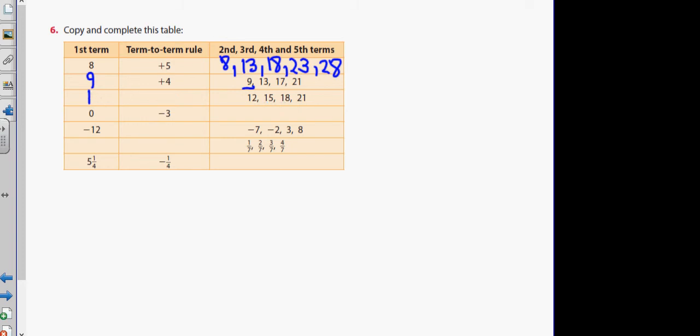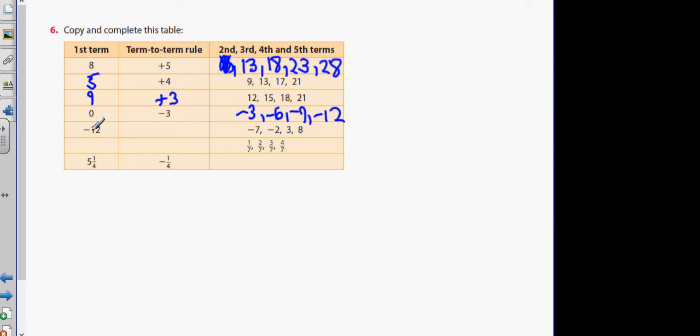Alright guys, so you've got to take away the first term. So the first term, 8 plus 5 is 13, so the 8 doesn't exist there. So what you get is 9 minus 4 is 5. This one here, we're going to get 15, 12, 15, 12. The one that comes before that should be 9. The rule is plus 3. This one here starts at 0, goes down 3, so it should be -3, -6, -9, -12.